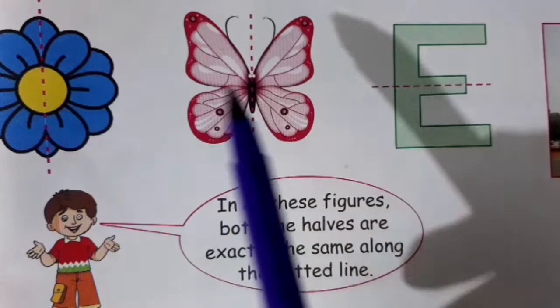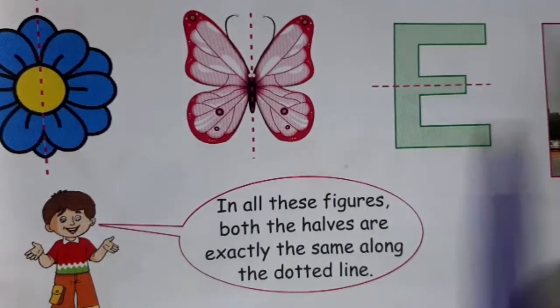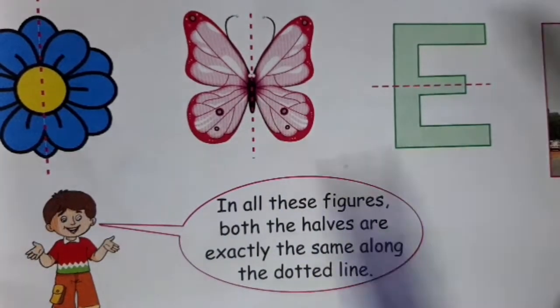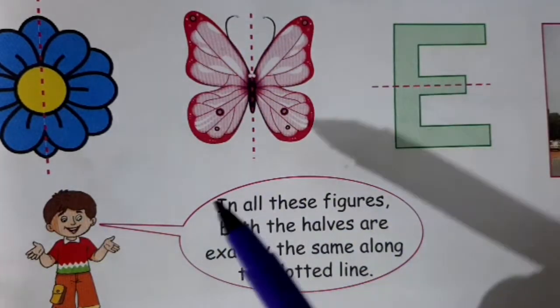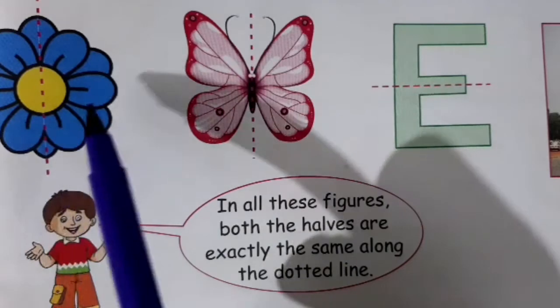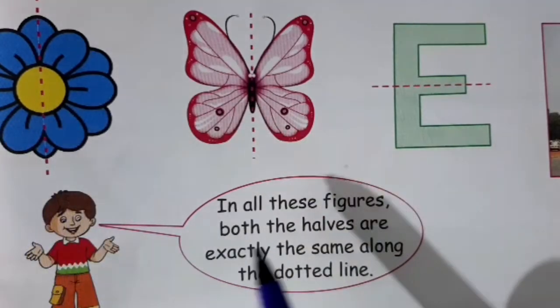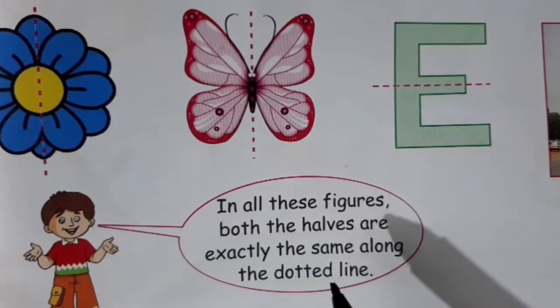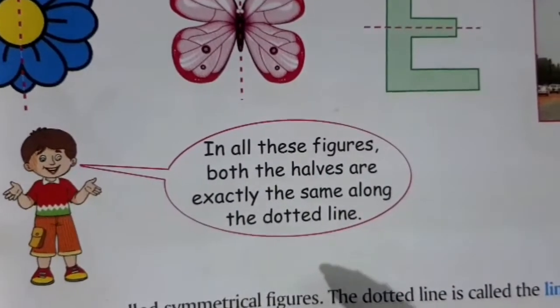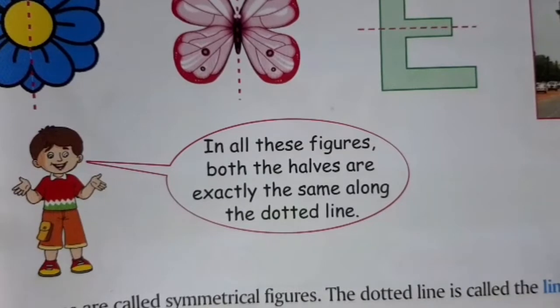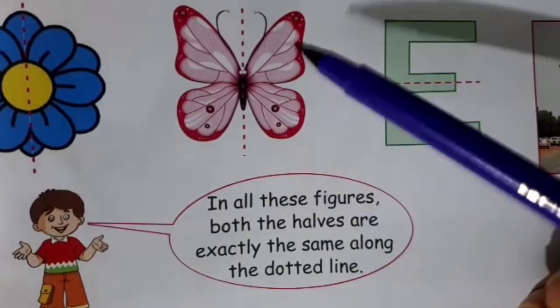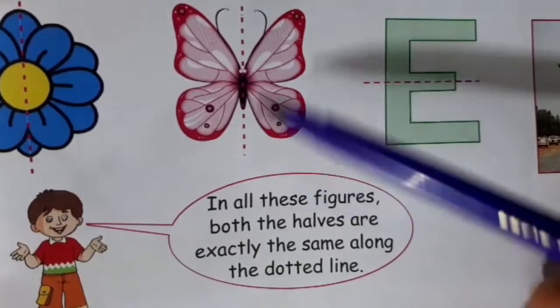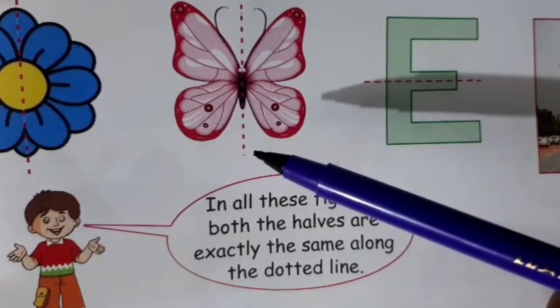Students, look at all these pictures. In all these figures you can see this dotted line. You can see the two halves here. In all these figures, both the halves are exactly the same along the dotted line. Such figures are called symmetrical figures. The dotted line is called the line of symmetry. See students, this dotted line is known as the line of symmetry.